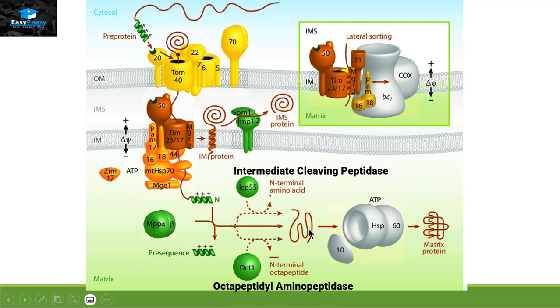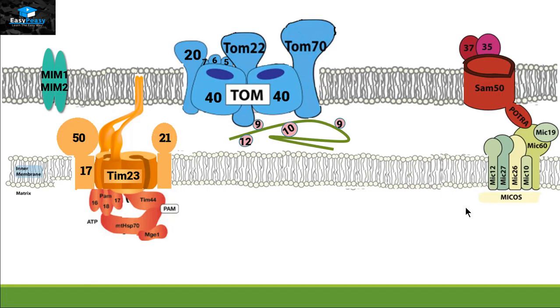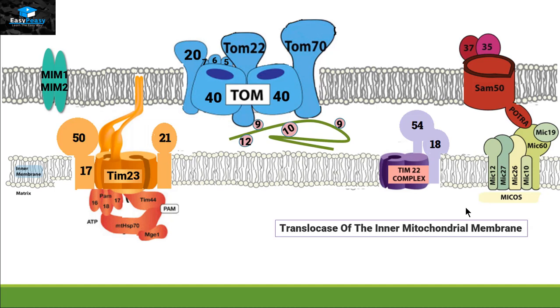Now this protein will move towards another chaperone called HSP60. With the help of HSP10, they will help the protein to fold back into its functional form. The next translocon that we are going to talk about right now is called Tim22. The full form of Tim complex is translocase of the inner mitochondrial membrane.